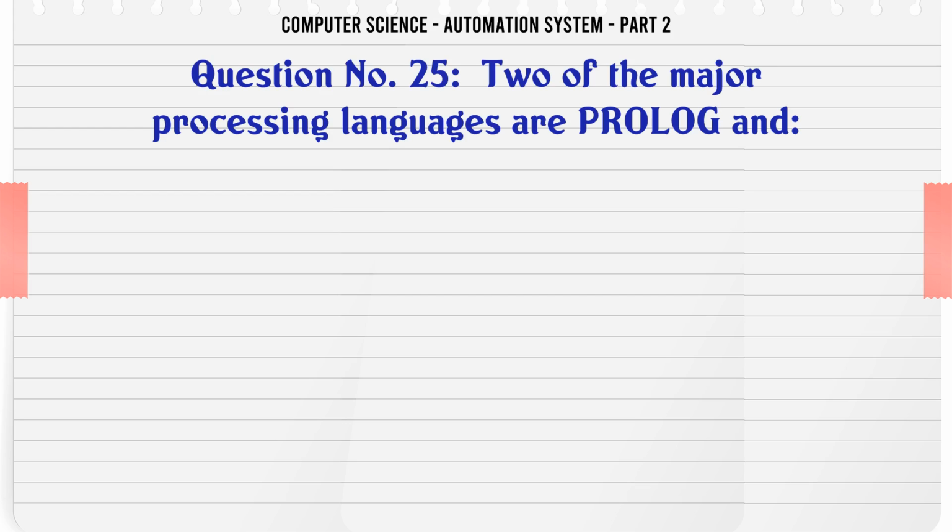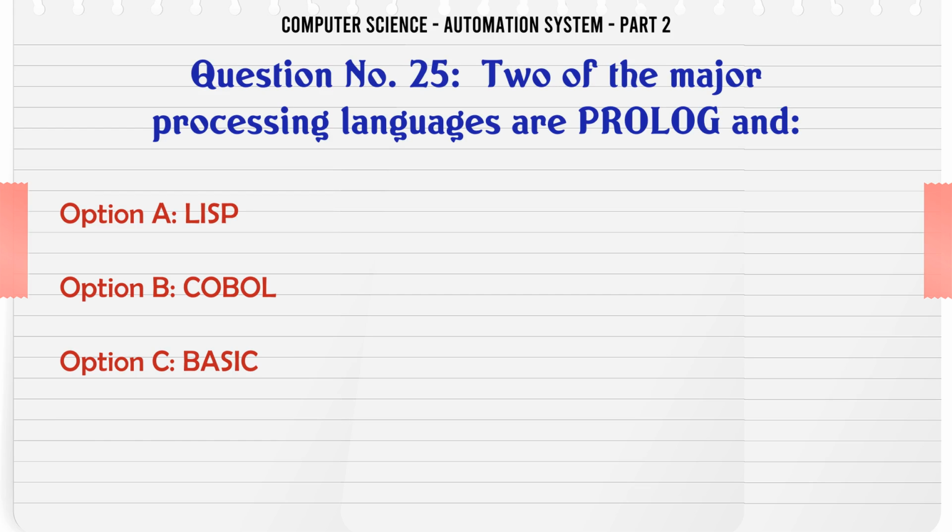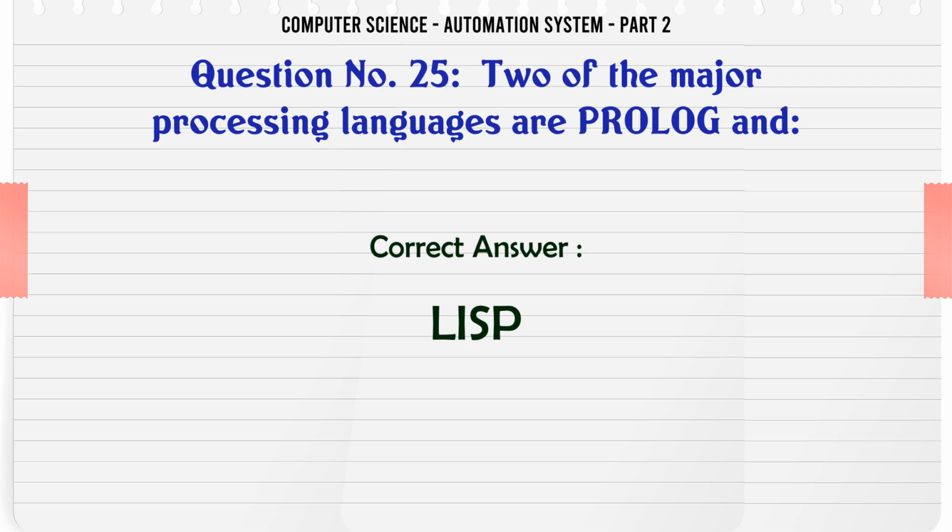Two of the major processing languages are PROLOG and A. Lisp, B. COBOL, C. BASIC, D. Pascal. The correct answer is Lisp.